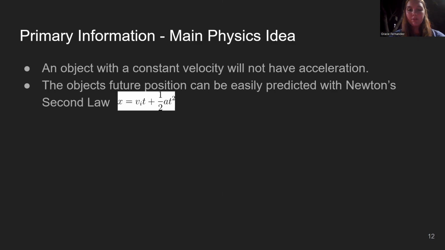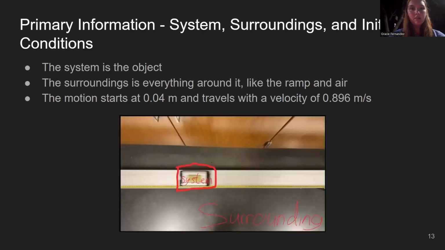The object starts at 0.04 meters with a constant velocity of 0.896 meters per second. That is seen here, the system and the surroundings.